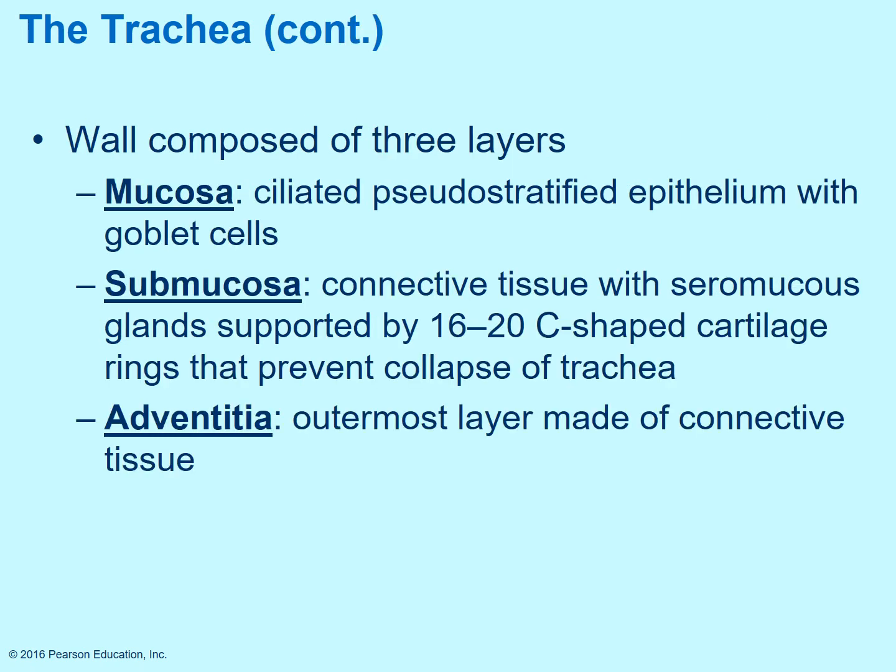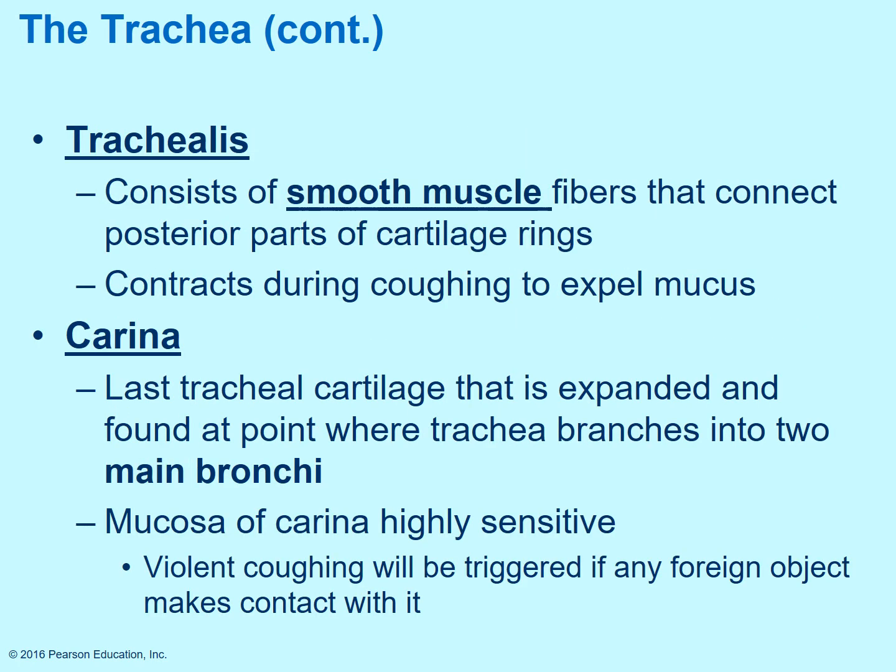You have three different layers, as we've seen throughout A&P. There's smooth muscle that comprises part of the trachea that will contract, like whenever you're coughing. It helps to expel mucus to get substances out of the lungs. The last ring of cartilage is expanded, and the cartilage then is going to branch. This is called the carina.